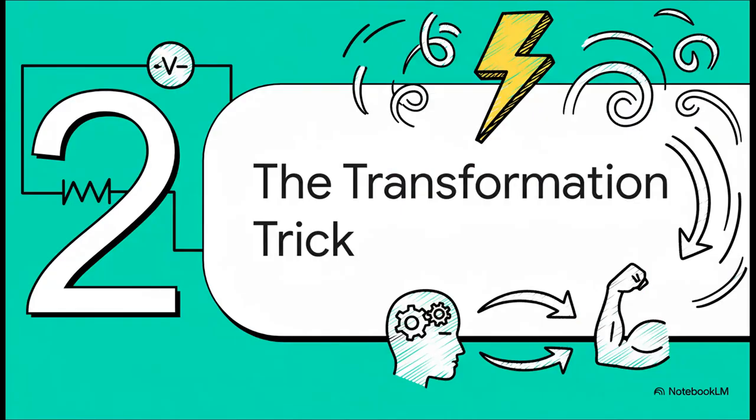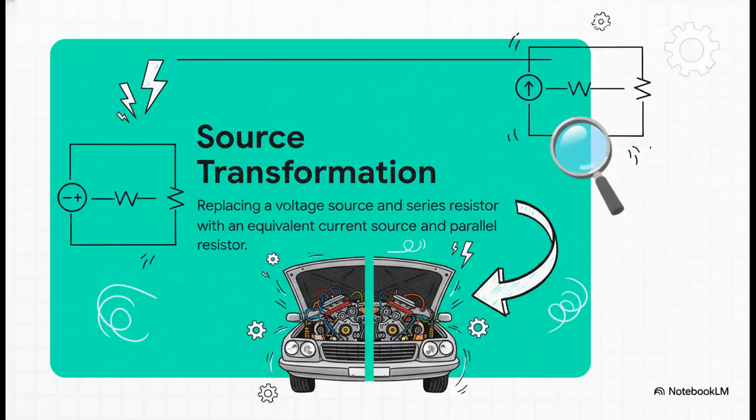And this is where we introduce the hero of our story, a really clever method called source transformation. This isn't about brute force, it's all about working smart. So here's the deal. The crucial point is that we're not actually changing what the circuit does to the outside world. We're just swapping out one set of components for another that's functionally identical. It's kind of like changing the engine in a car. Under the hood, it might look totally different, but it still drives exactly the same.